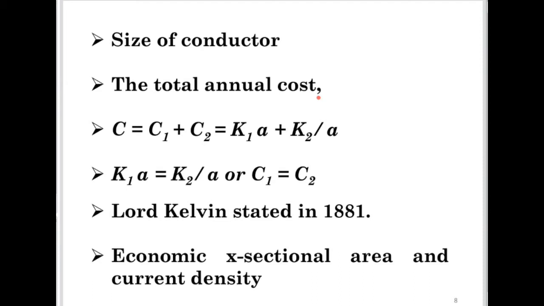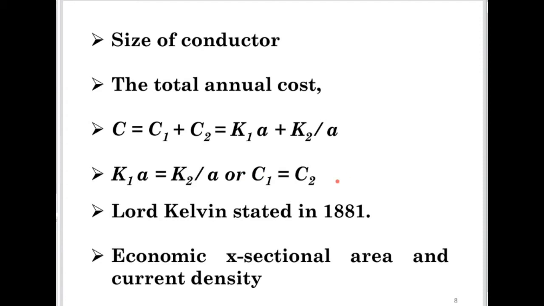dC over dA. When you find it out, you can write dC over dA, meaning we are taking the derivative of that equation, C equals K1A plus K2 over A, where the variable here is the cross-sectional area A. So dC over dA, what will it be? It will be K1 minus K2 over A squared, and that will be equal to 0. When we want to find the maximum or minimum, we put that equation equal to 0. And then we will find that K1A should be equal to K2 over A, meaning C1 is equal to C2.